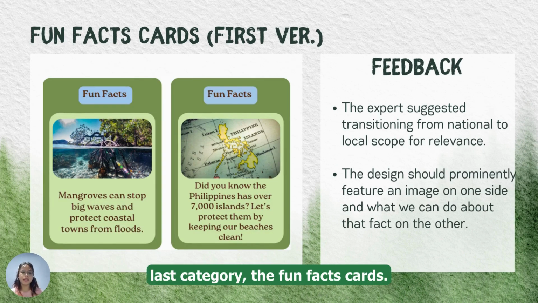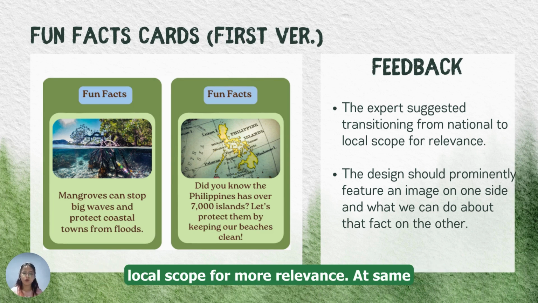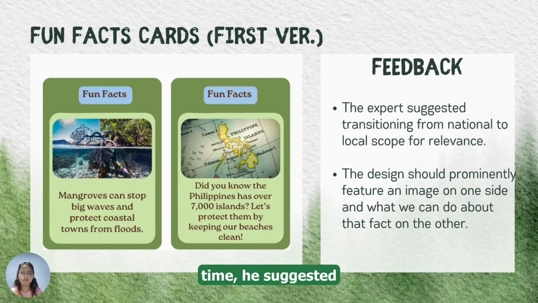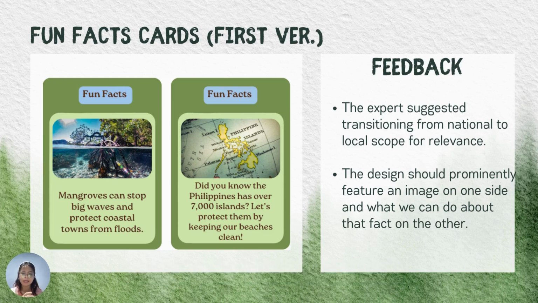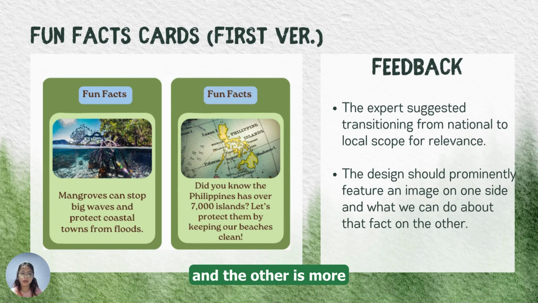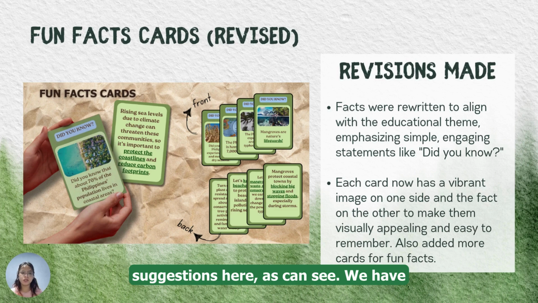Now for the last category, the fun facts cards. The expert suggested that we transition from the national to local scope for more relevance. At the same time, he suggested that we feature an image on one side and the other is more on the comprehensive part of the fun fact. So we have applied those suggestions here.